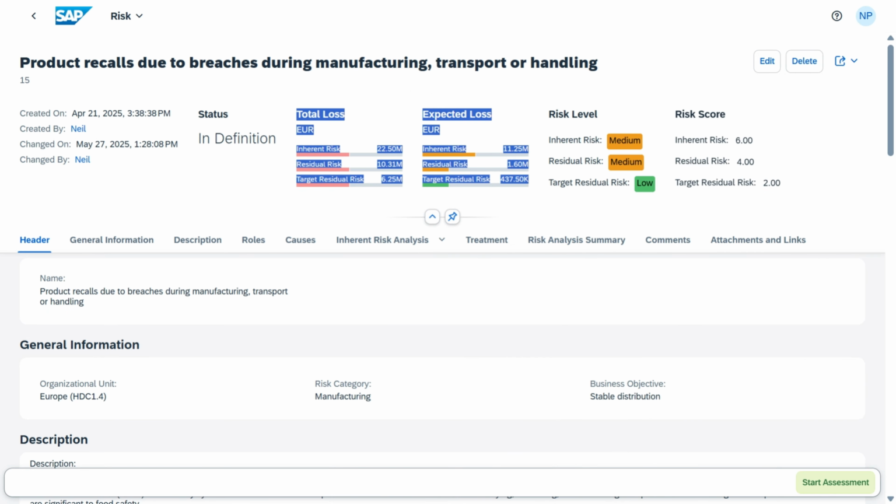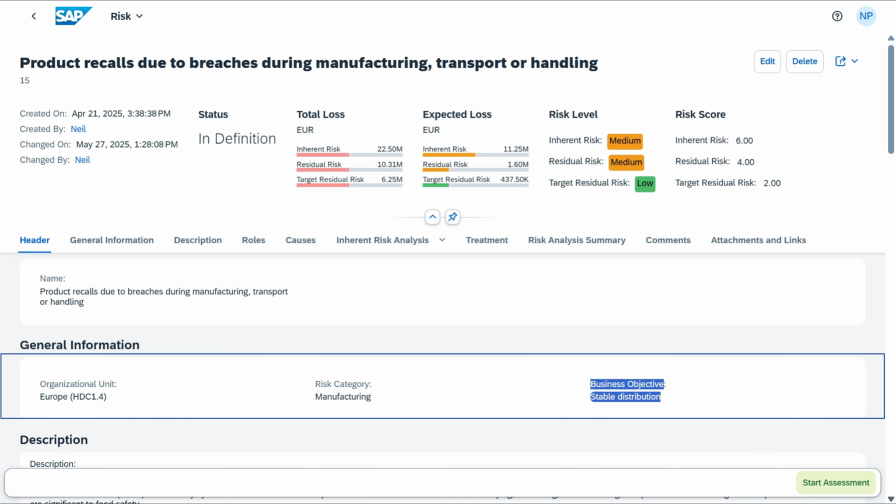Exploring the first risk in more detail, we can see from the summary data that the potential loss is significant at 22.5 million. But there are good controls that reduce this down to 1.6 million, and even less if 100% effective.